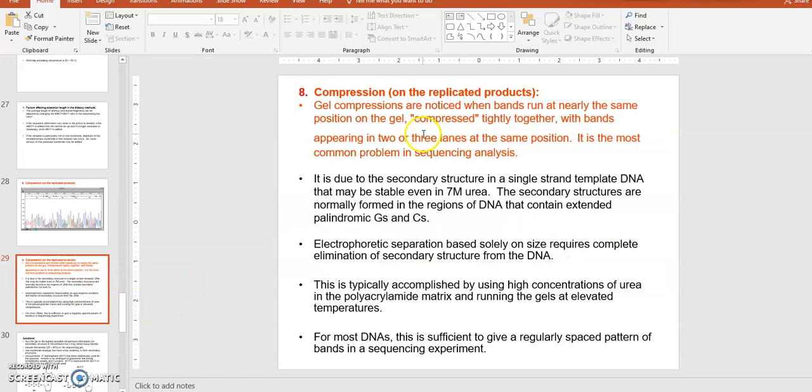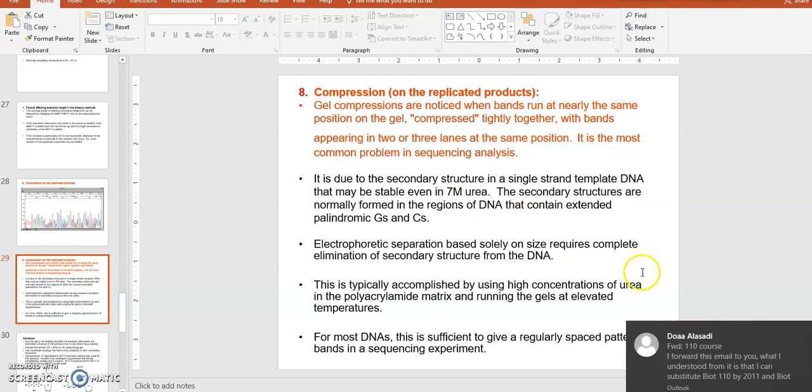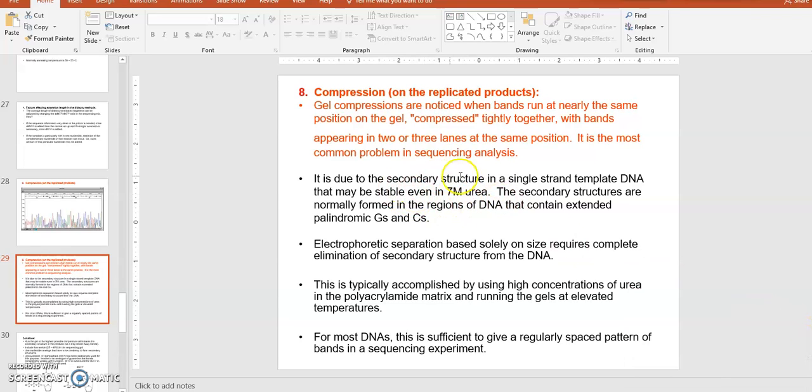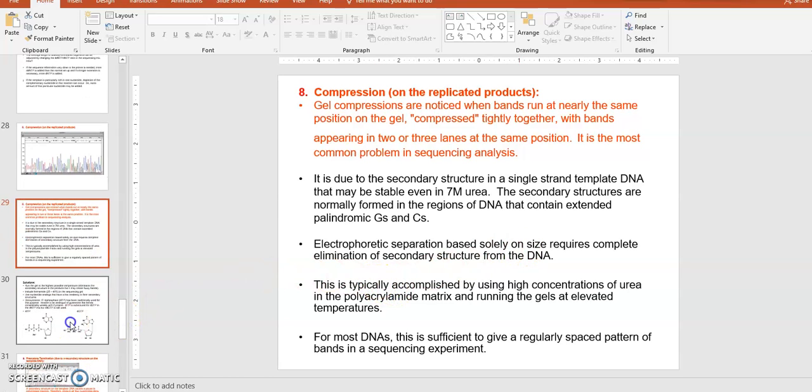Then how do you solve that? These are the suggestions if you have the problem. Back in the older days when you ran your electrophoresis slab gel, you could increase the denaturing condition by adding more urea or by running the gel at a higher temperature. That could be a possible solution. By adding those conditions, you can denature the secondary structure on your replicated product, so they can be sorted out based on their true sizes. So that could solve it, but it depends.